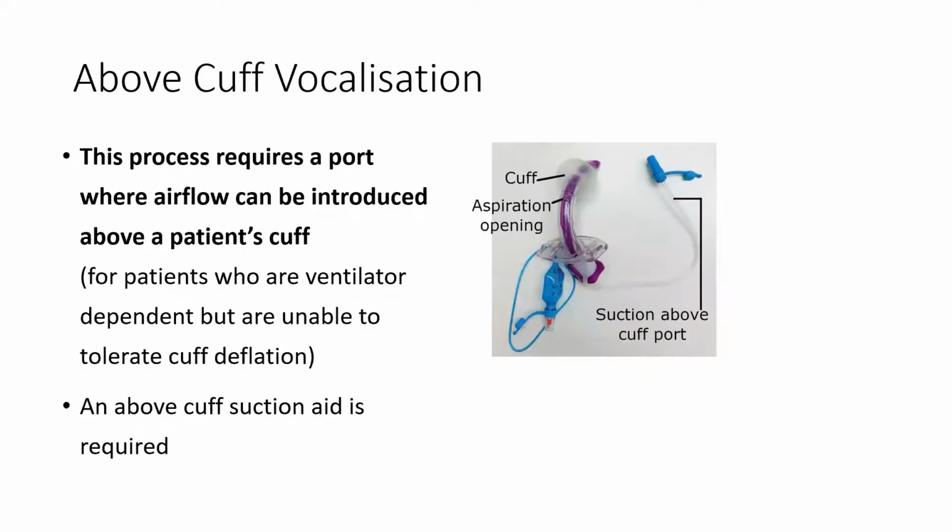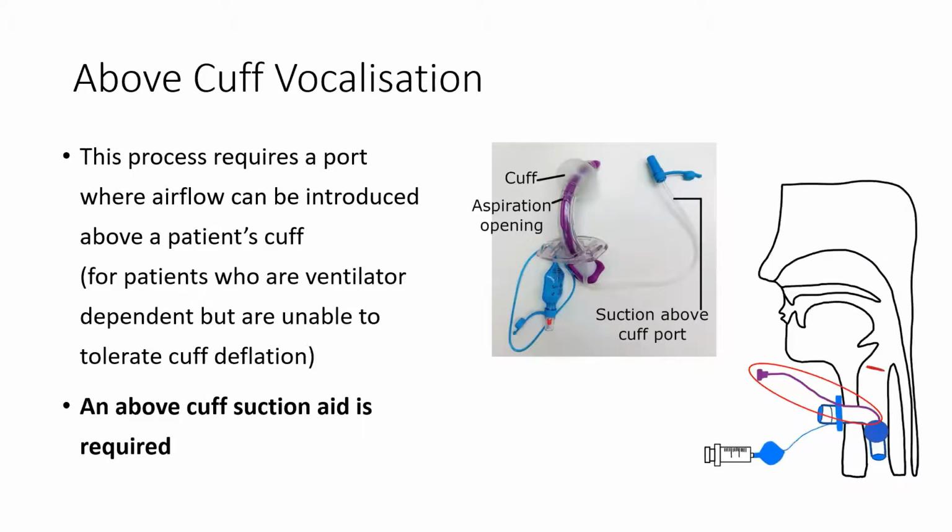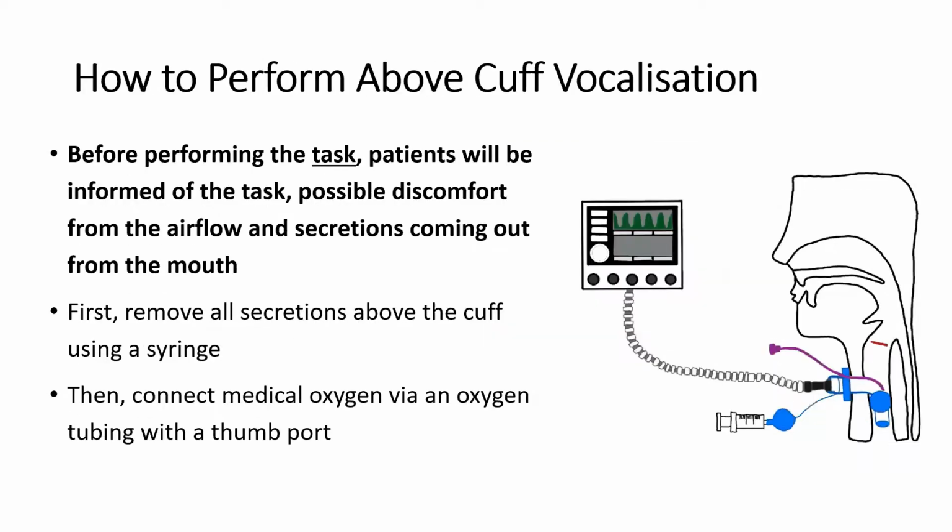Above cuff vocalization. As the name suggests, this process requires a port where airflow can be introduced above the patient's cuff. Hence, an above cuff suction aid is required. How to perform above cuff vocalization? Before performing the task, it is important to inform the patient of the task. This includes possible discomfort from the airflow and secretions coming out from the mouth.